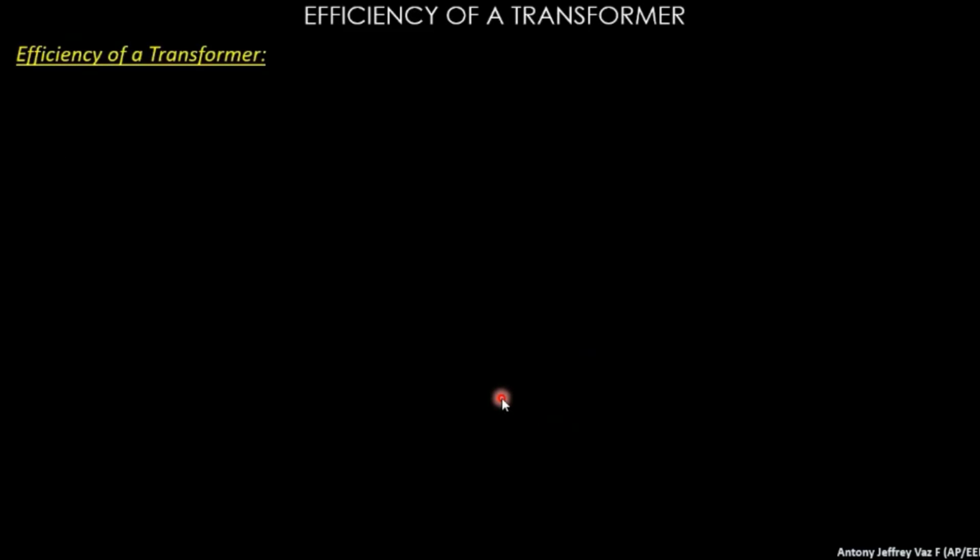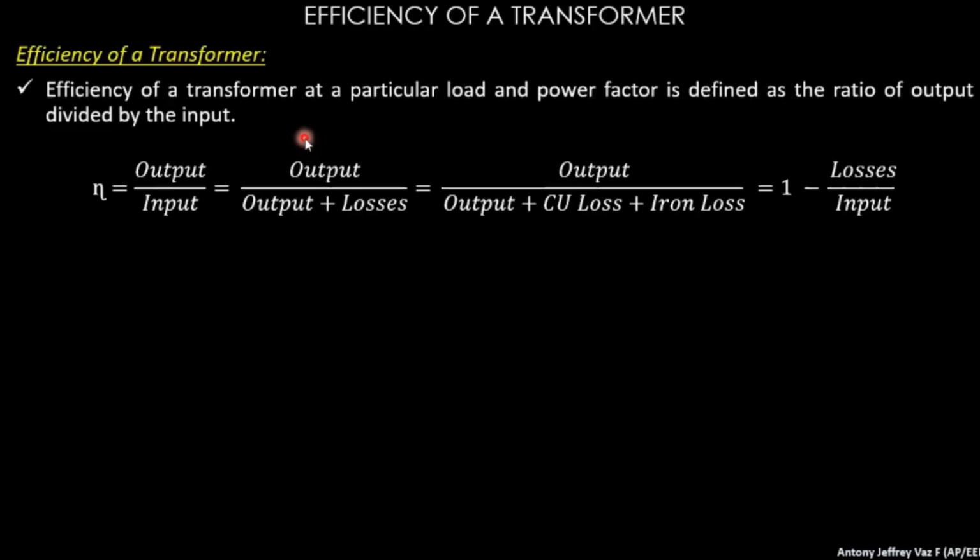Efficiency of a transformer. Efficiency of a transformer at a particular load and power factor is defined as the ratio of output divided by input. You all know efficiency is nothing but output divided by input into 100%. This is the same for a transformer also. Here you can see this is the output, and here the input. Output plus losses is the input.